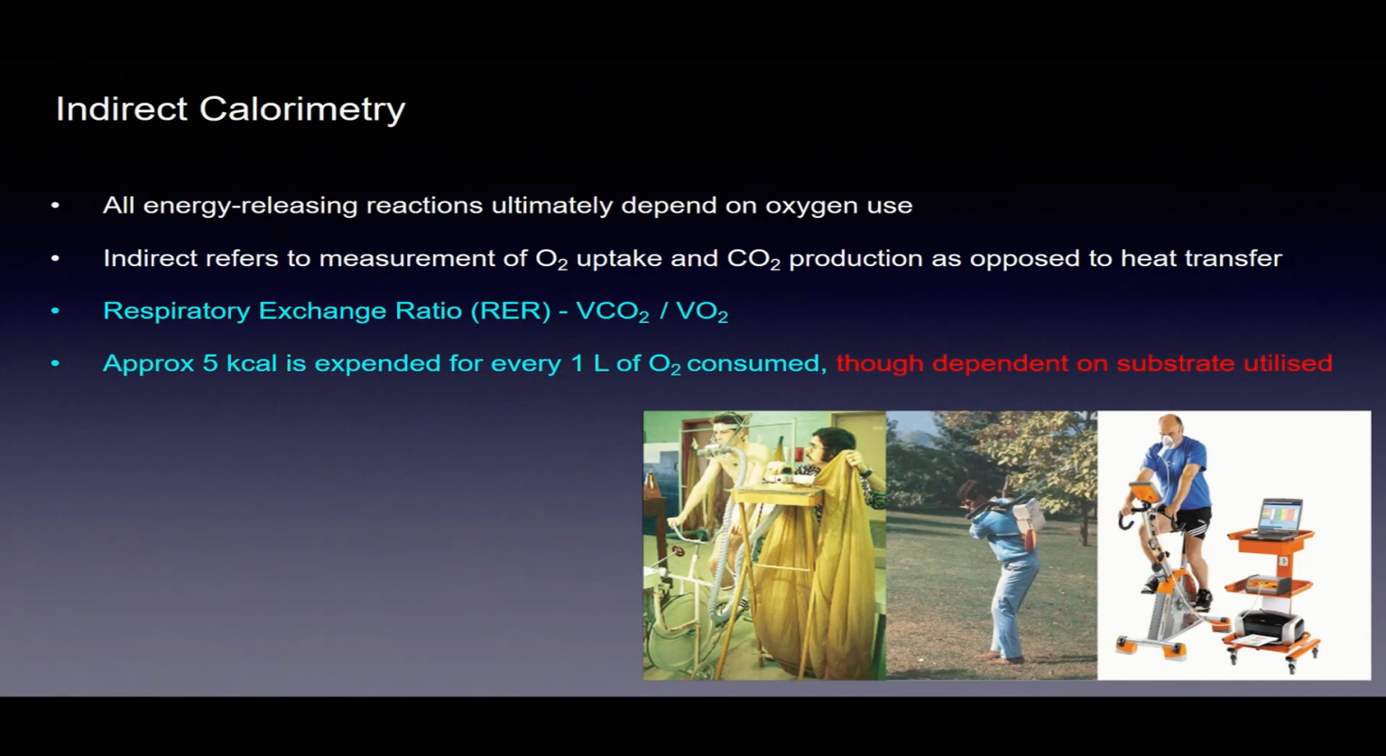However, if we're using fat as fuel, then that is more like 4 calories. And if we're using carbohydrate as fuel, then that's likely going to be around the 5 calorie mark. Now, of course, we have a sliding scale, and we can be between these two extremes, burning fat at 50% and carbohydrate at 50%, and it would be somewhere around the middle.